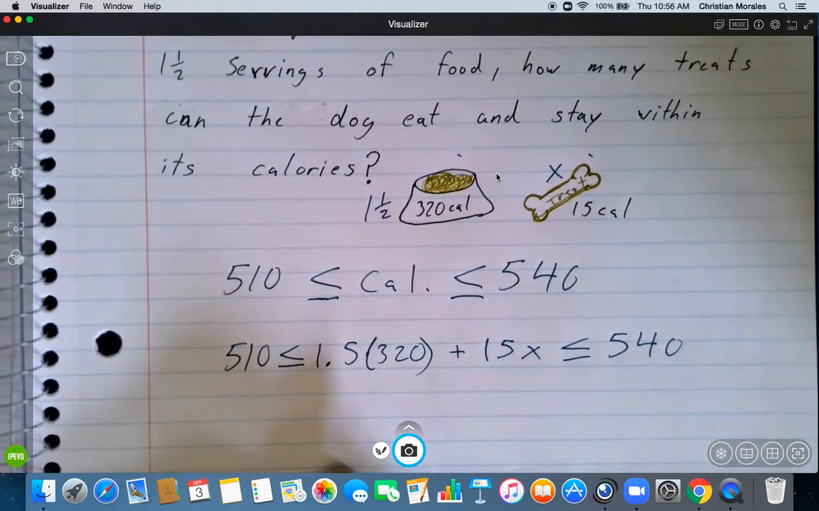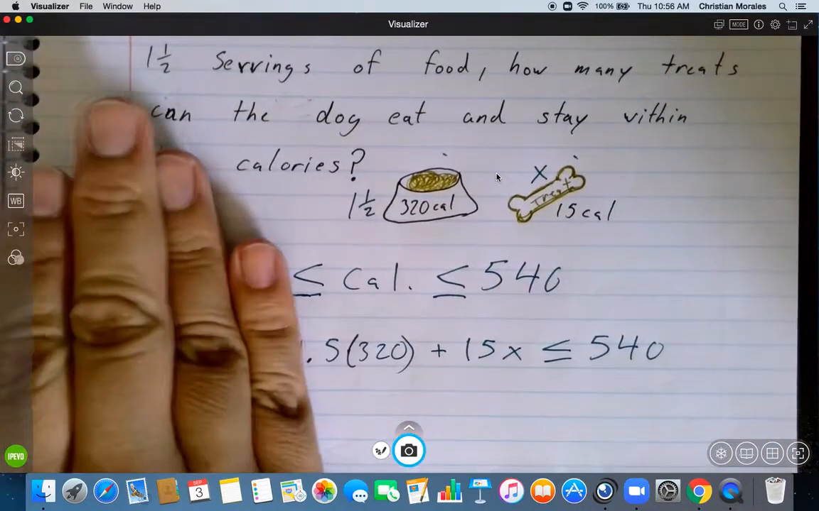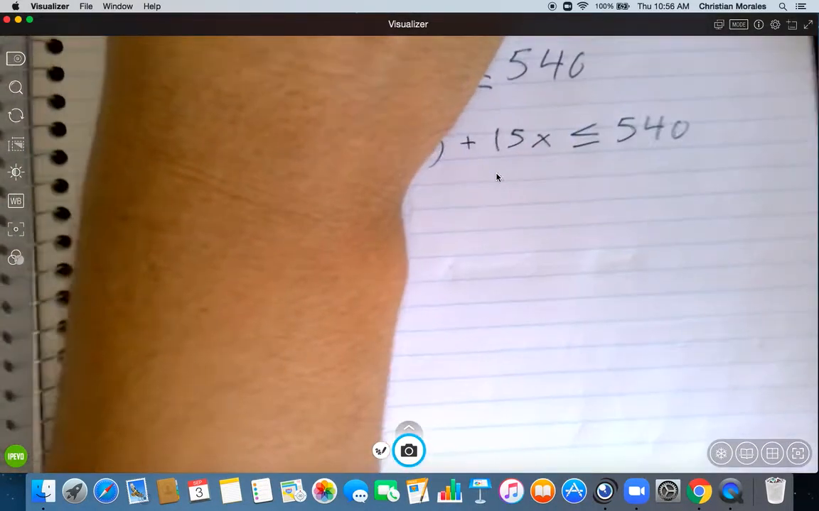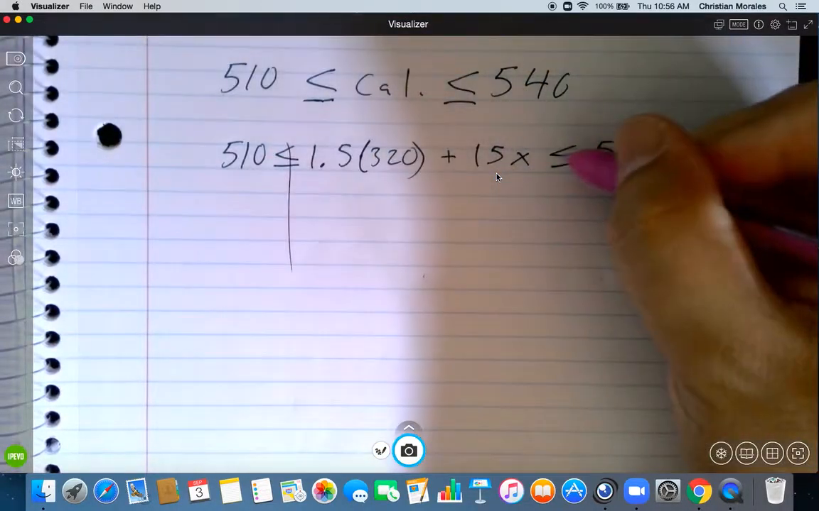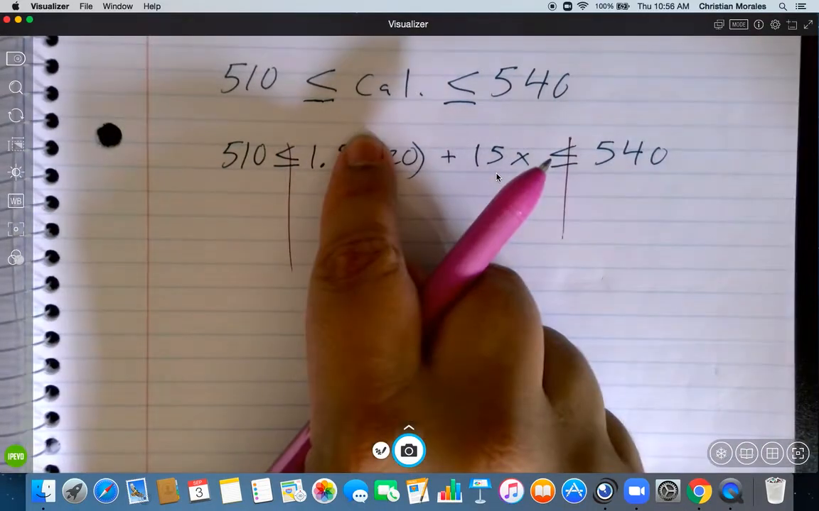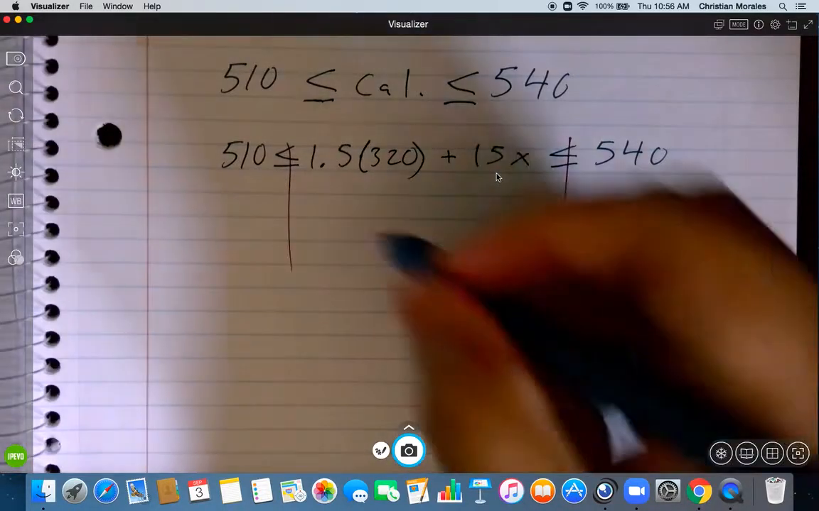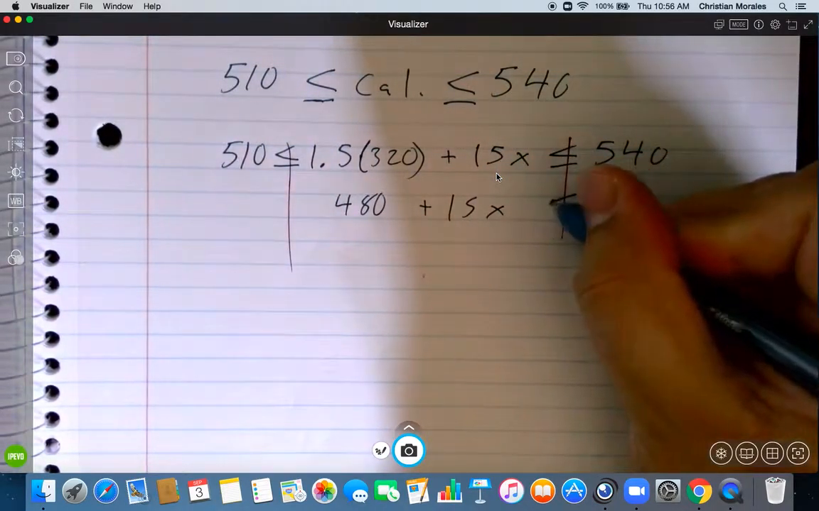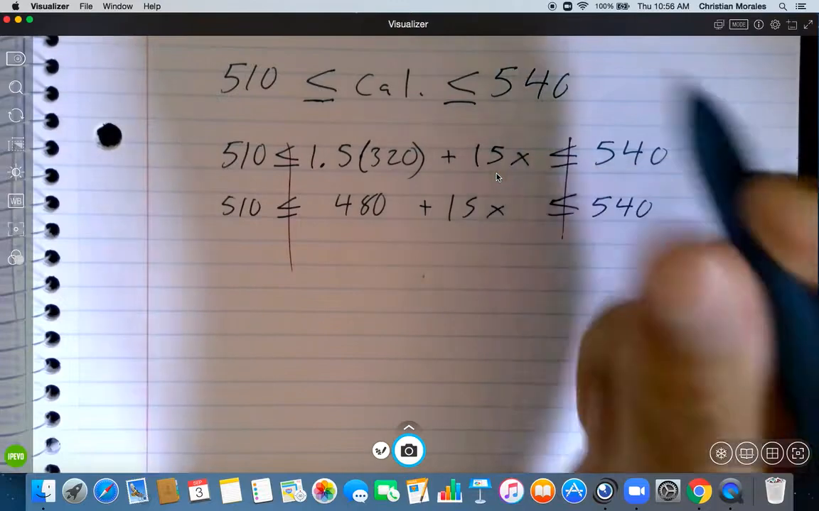So again, you can treat this like two separate problems. You can ignore one side, solve for x here. You can ignore the other side and solve for x there. Or we can solve it all at once, which is what I'm going to do when the x is in the middle. So I'm going to treat it like three different sides. Actually, I should multiply this first. So I'm going to take my calculator out and multiply that. Let's see what I get. I get 480. 480 plus 15x. Of course, I should have simplified first, but I was in a rush.